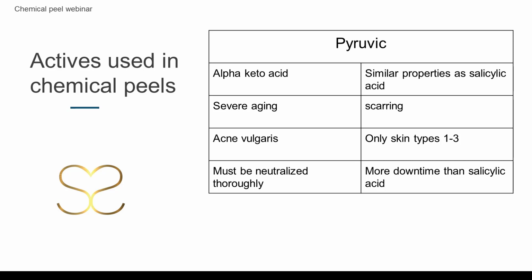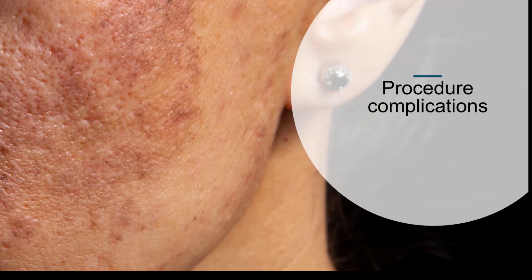It is extremely effective at treating severe aging concerns and improving scarring and laxity in the skin, but it must be neutralized thoroughly. There is significantly more downtime than salicylic acid, and it should therefore only be done after a patient has already been preconditioned with other chemical peels, and once they have shown tolerance to chemical peels such as salicylic acid, they should be considered as a good candidate for a pyruvic acid peel.